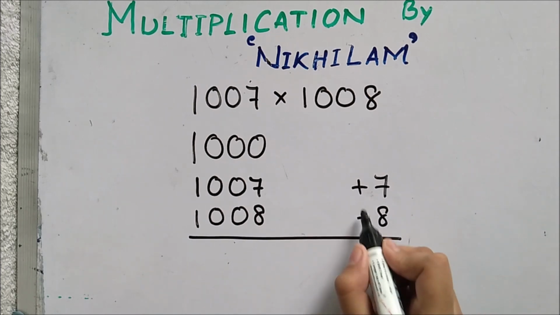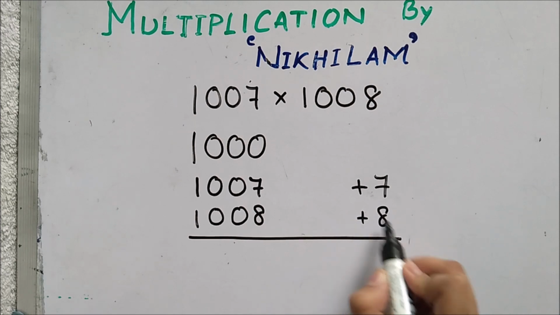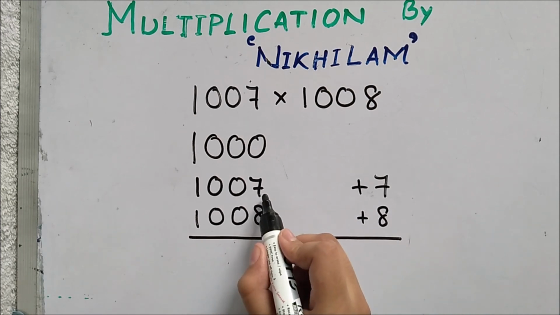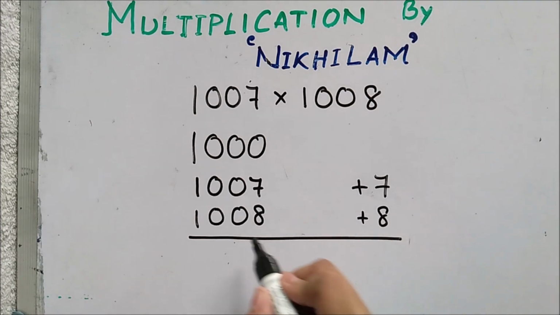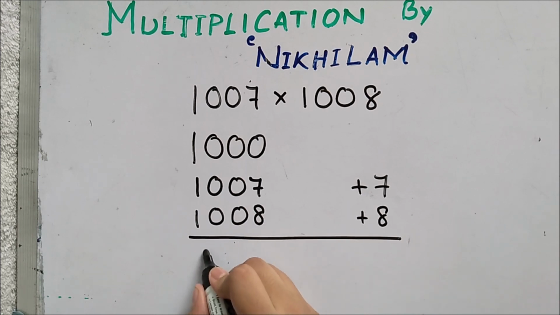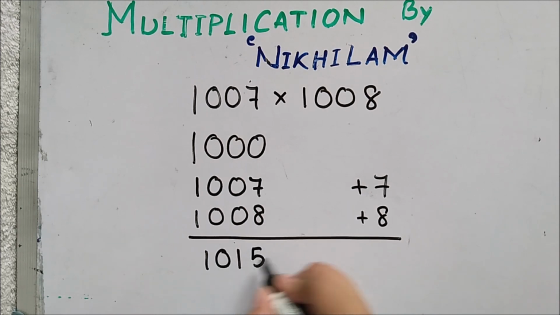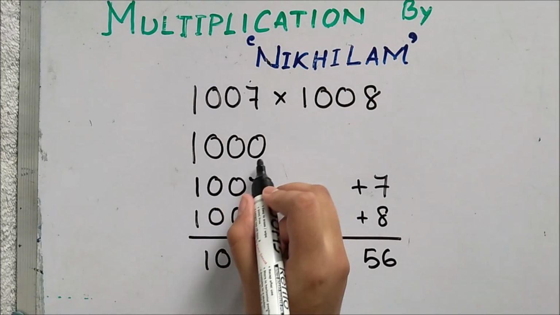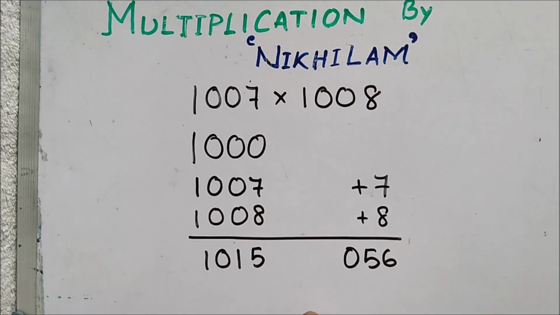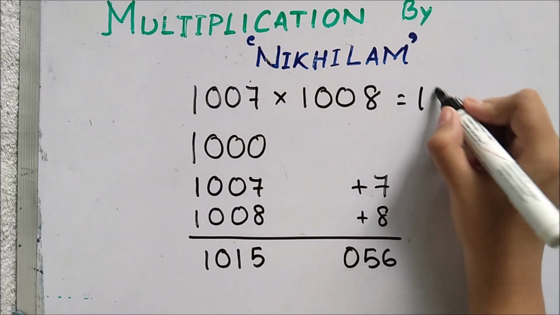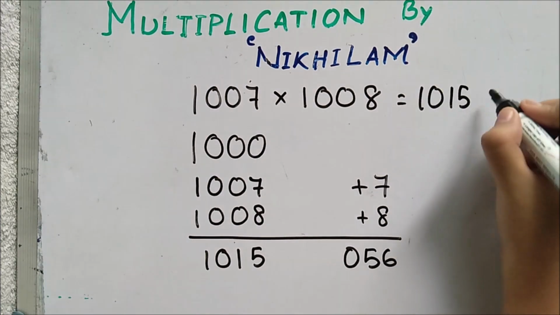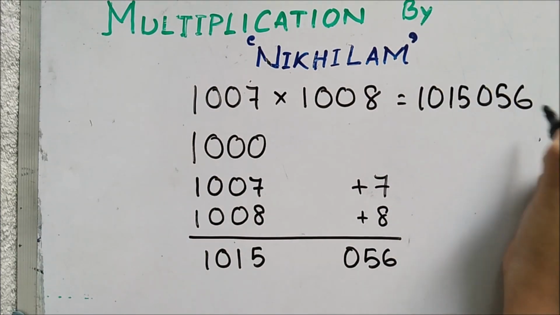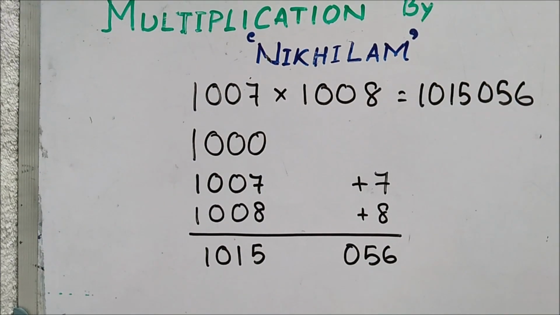So this time it is plus, so we will add 8 to 1007 and 7 to 1008, for which the answer is 1015, and 7 into 8 is 56. We took the base as 1000, hence it will be a 3-digit number. Hence our answer will be 1015056.